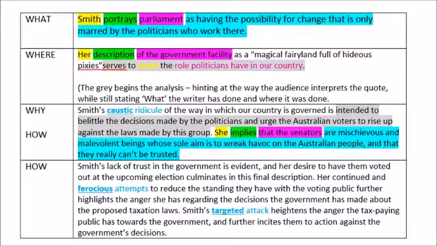Smith's caustic ridicule of the way in which our government is run is intended to belittle the decisions made by politicians and urge Australian voters to rise up against the laws made by this group. She implies that the senators are mischievous and malevolent beings whose sole aim is to wreak havoc on the Australian people, and they really can't be trusted. Smith's lack of trust in the government is evident. Her desire to have them voted out at the upcoming election culminates in this final description.